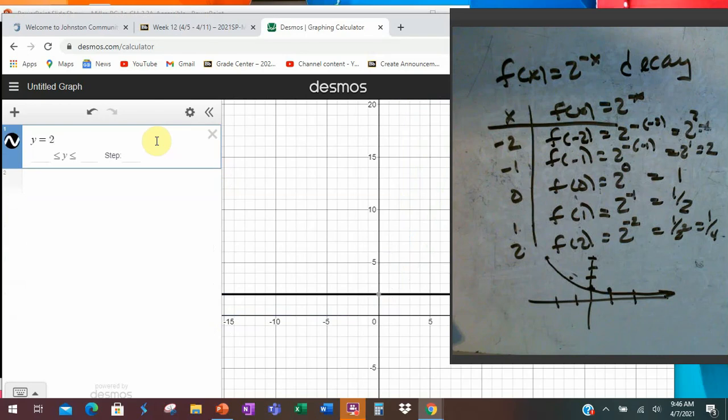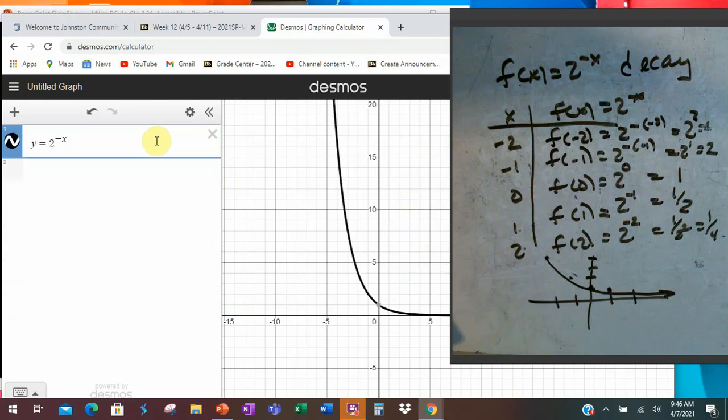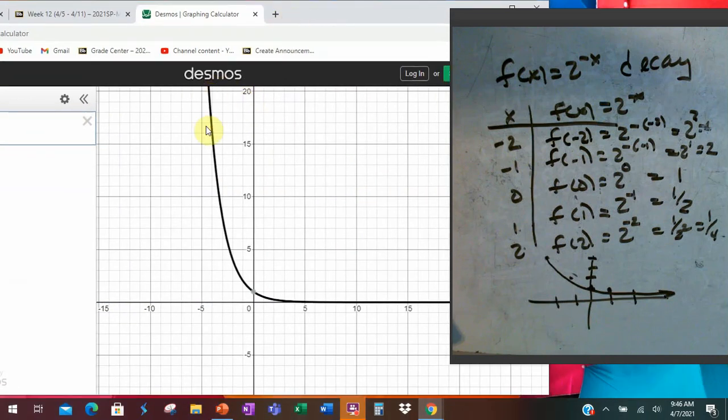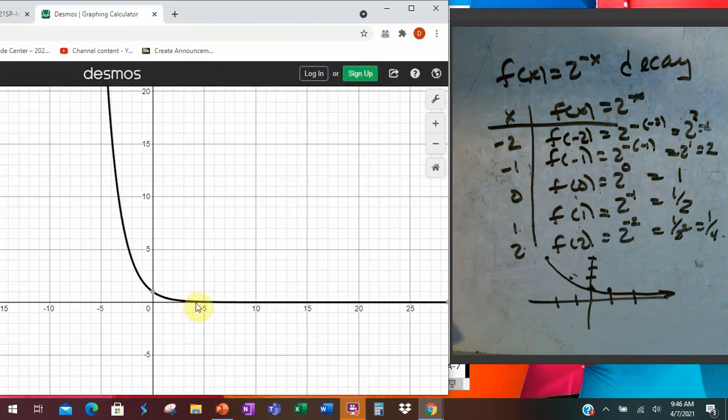I'm going to go 2, and then shift 6 for my exponent, and then -x. And here, this is the decay. I start out with something big, and then I go into a smaller and smaller mode. We know what horizontal asymptotes is. This is the horizontal asymptote. We're getting down to 0.